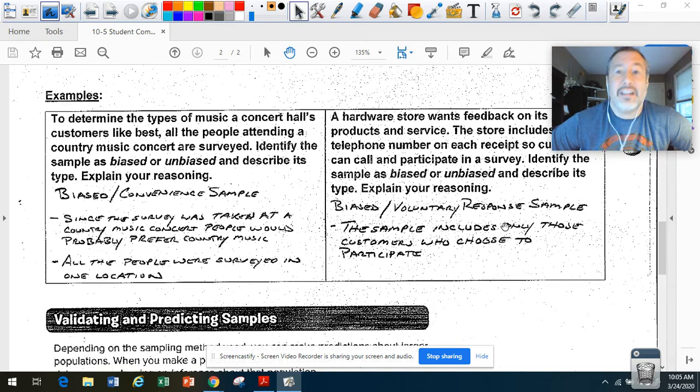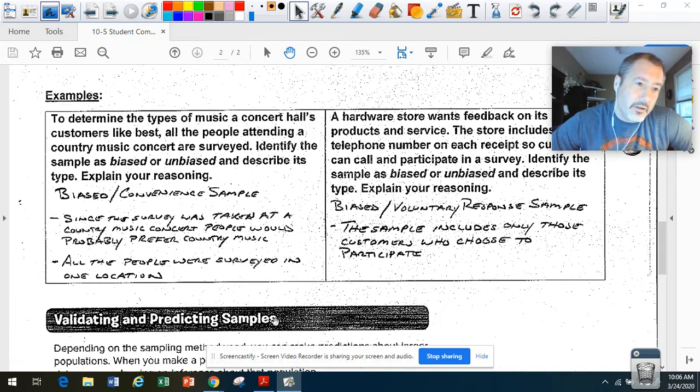It's out of convenience. You're saying, hey, I'm lazy. I need to get this done. It's out of convenience because you're going to a location where everybody likes the same thing. Think about it like this. If we were to go to a Steeler game and say, hey, who's your favorite team? Guess what the choice is probably going to be? The Steelers, because it's not a random sample. It's more out of convenience. It will be biased because a lot of people are there because they support the Steelers.